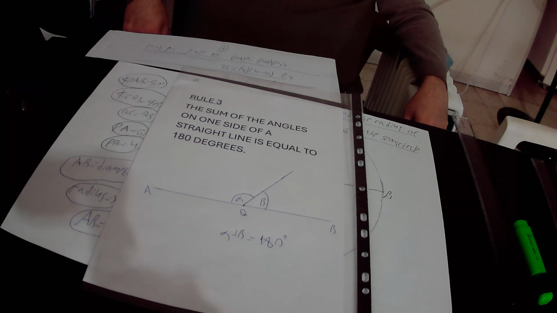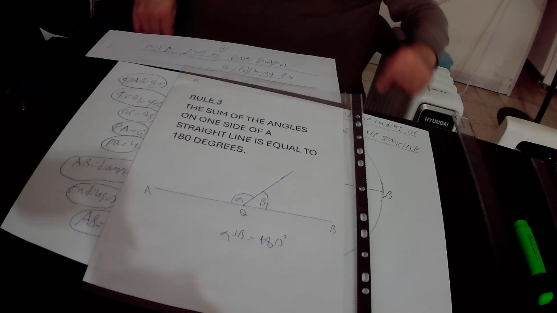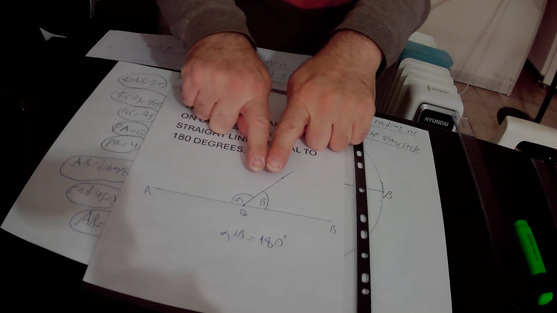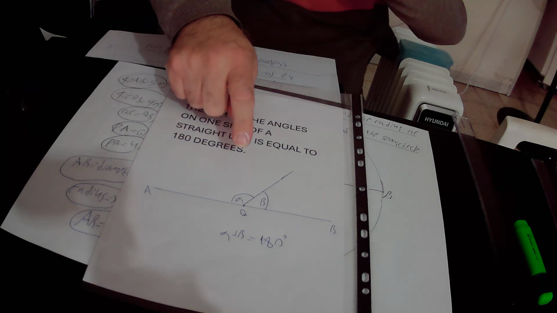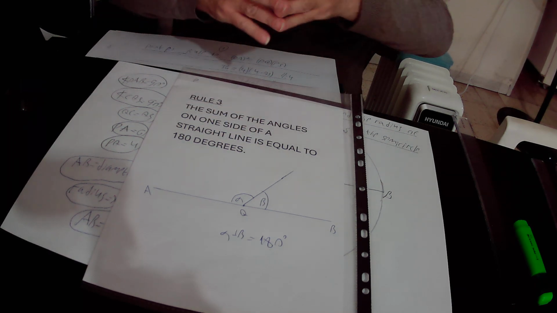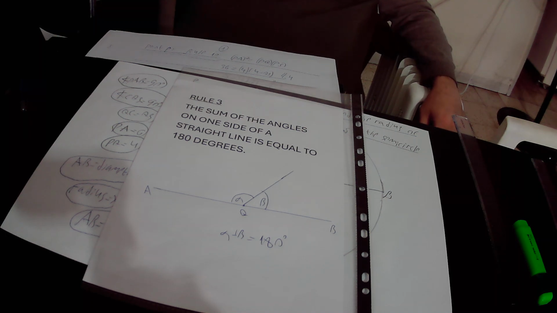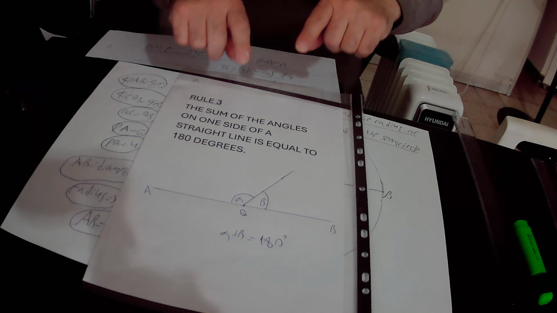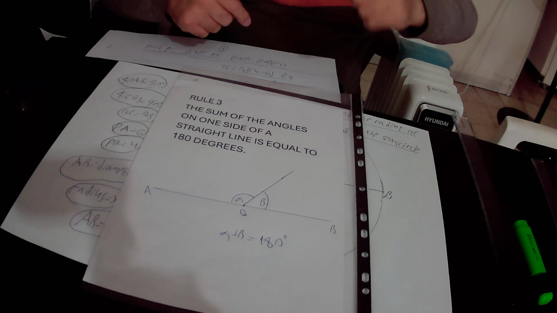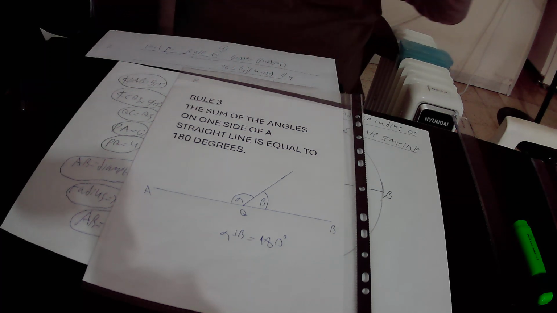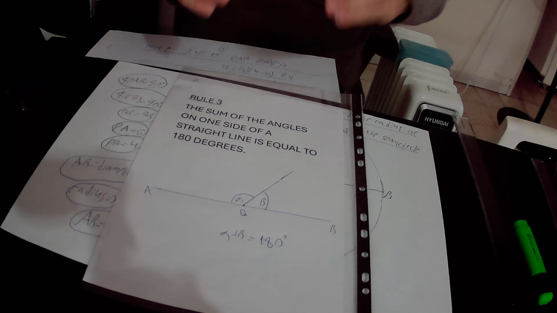According to rule number 3, the sum of the angles on one side of a straight line is equal to 180 degrees. So we have in the drawing the straight line AB. If we focus on the upper side of the straight line AB at point Q, the sum of the angles must be equal to 180 degrees according to rule number 3. Which angles do we have on the upper side of AB at point Q? We have this angle alpha and the other angle beta. So in total, alpha plus beta must be equal to 180 degrees according to rule number 3.